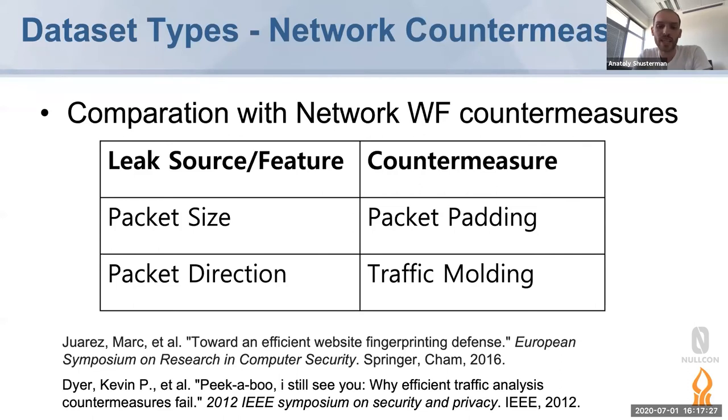So when we're taking the countermeasures for these features, we had the packet padding and the traffic molding, which negate these features. And while we're taking these features to the extreme case, network fingerprint classifiers' accuracy goes to the base rate, but only slightly affects the cache contention fingerprints we use.